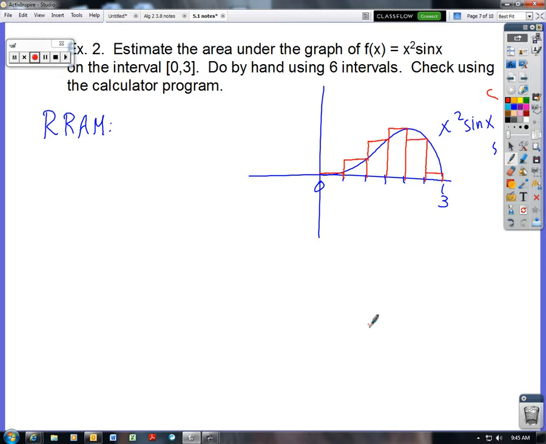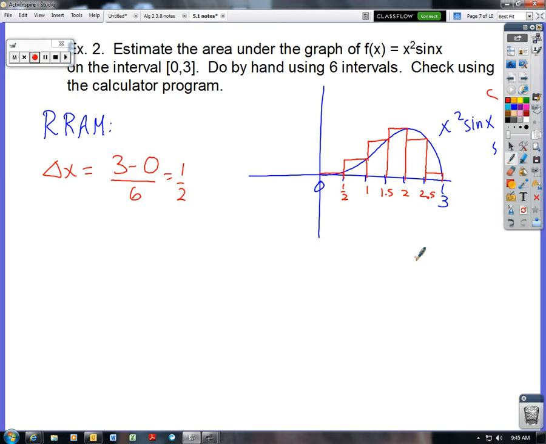Okay. Then we need to figure out our intervals. I'm just going to use the little formula just so you get practice with that. So change in x is 3 minus 0 divided by 6, so it's 1/2. So this is going to be 1/2, 1, 1.5, 2, 2.5. I realize you could have easily done that without my little formula.